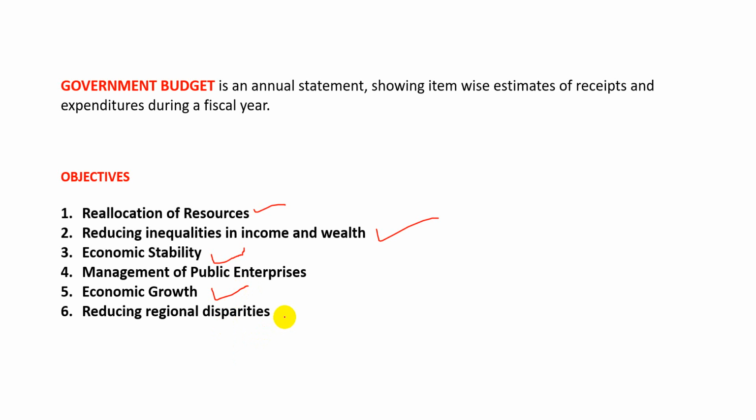Next is reducing regional disparities. The government budget aims to reduce regional disparities through its taxation and expenditure policy for encouraging setting up of production units in economically backward regions, and thus it tries to minimize the gap between developed and less developed areas or regions.